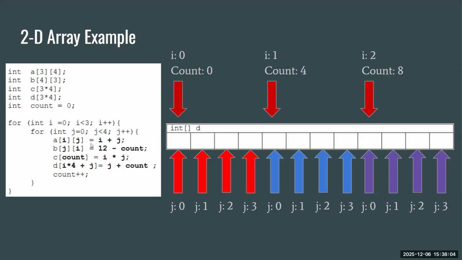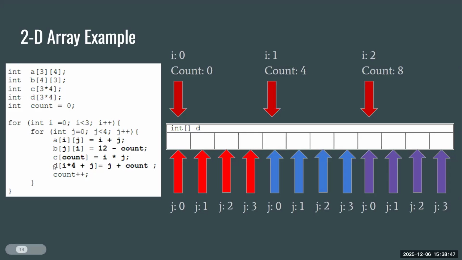And then we move on to the next iteration of the inner loop, which is j equals 1. So we're going to do i equals 0, so i times 4 plus 1, which indexes into the first index. And we're going to set that equal to 1 plus count. Count got incremented in the last iteration, so the position at j equals 1 is 2. And then it's going to do that for the rest of the iterations for the inner loop.